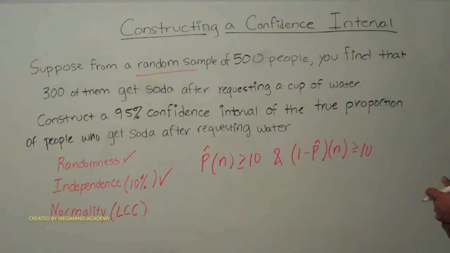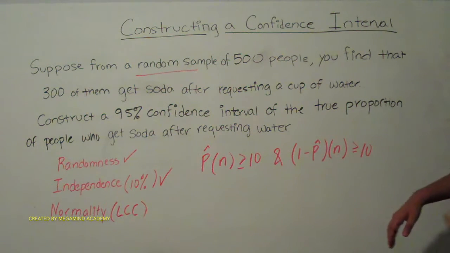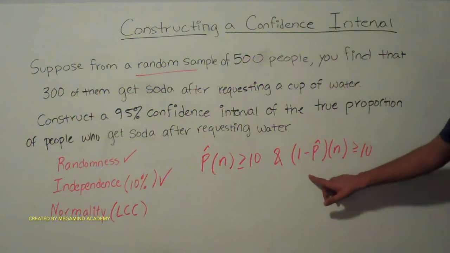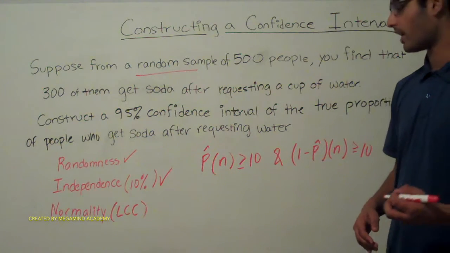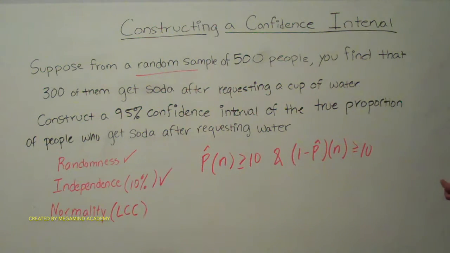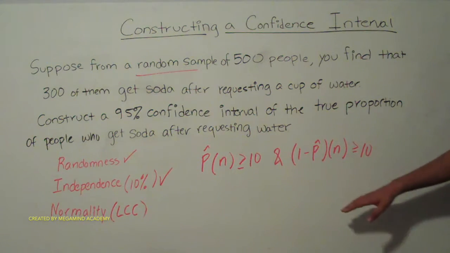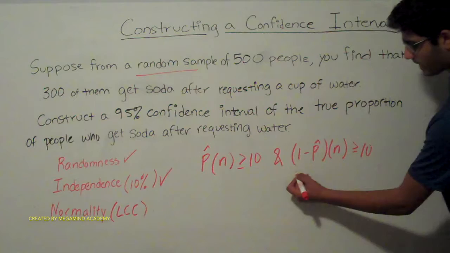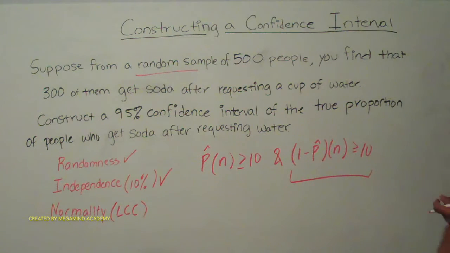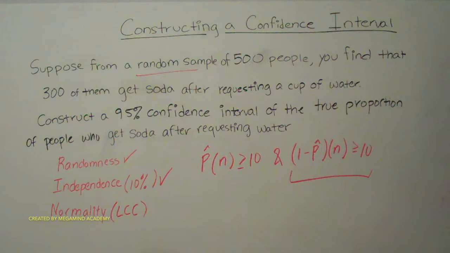So let's do this. Now when we look at the large counts condition, we don't actually have to solve both of these. We can just ask: is p hat smaller or is 1 minus p hat smaller? So here, 300 out of 500 gives us a p hat value of 0.6. So p hat is 0.6, and 1 minus p hat would be 0.4. Because 1 minus p hat, which is 0.4, is smaller than 0.6, we just have to check this one, because we know that the other will be larger. Or you can just do both.